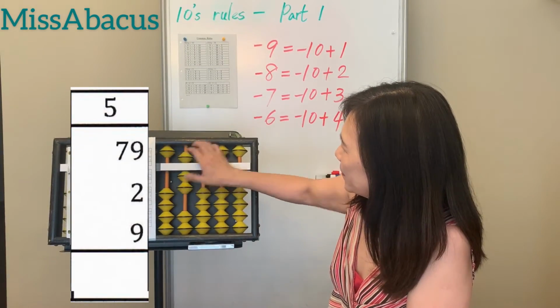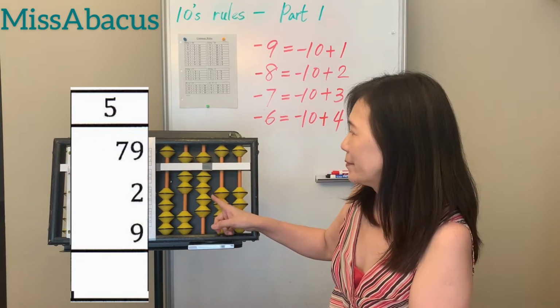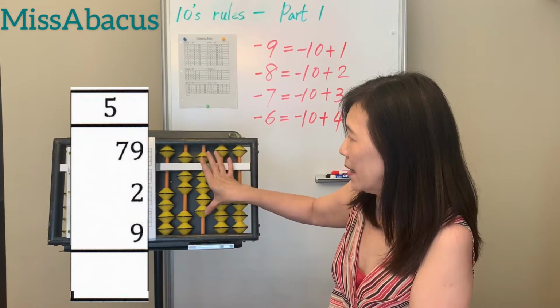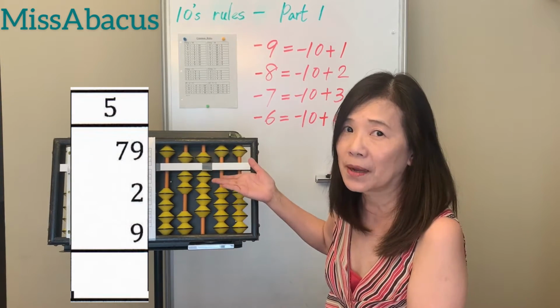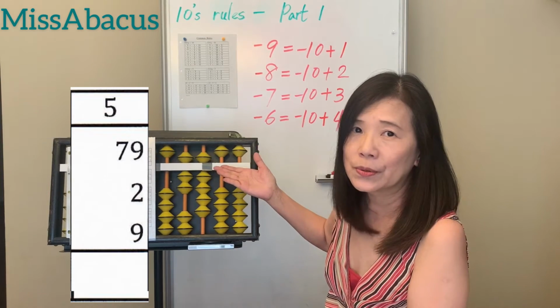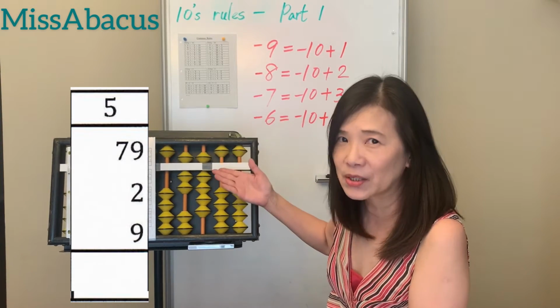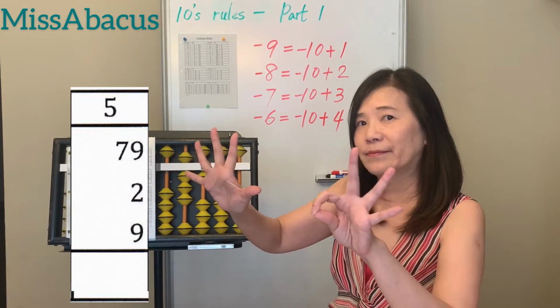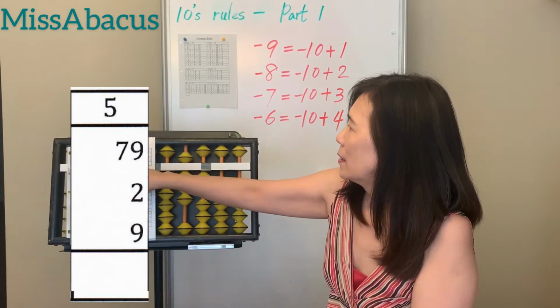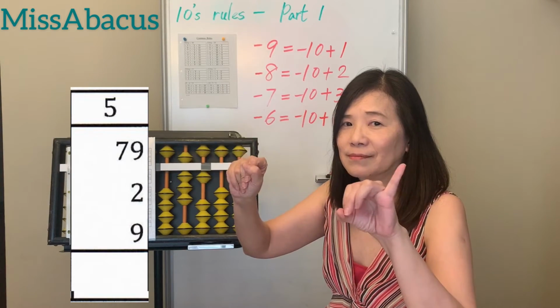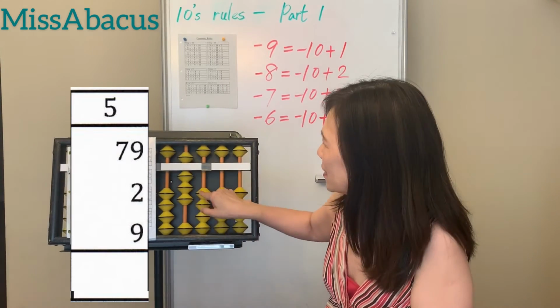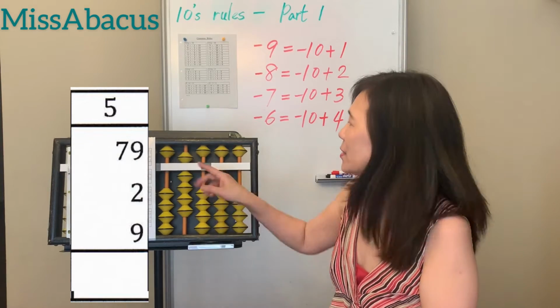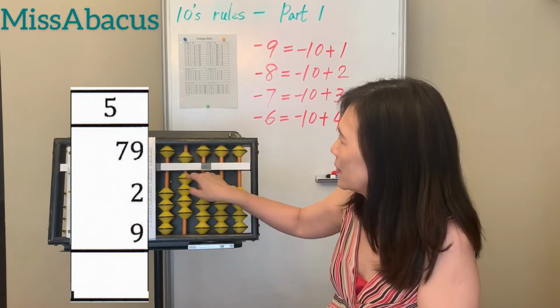79 plus 2. You don't have any bits left on the ones place. So of course, apply the rule. The rule for the 2: minus 8 plus 10. Right? Plus 9: minus 1 plus 10, because you don't have enough bits. So the answer is 90.